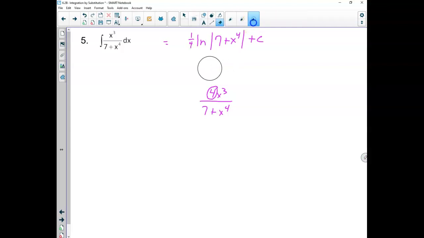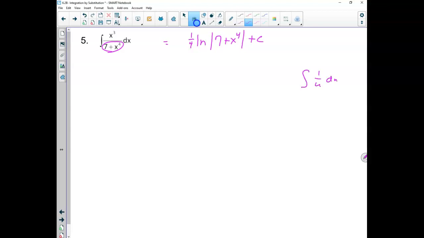If you can just grab it without using substitution, that's fine. If you can't, look at the inner function. If you think it's a natural log, your goal is to integrate something where you're probably going to have a constant out front. So I'm going to let u equal my 7 plus x to the fourth, which means my du is going to equal 4x cubed dx.